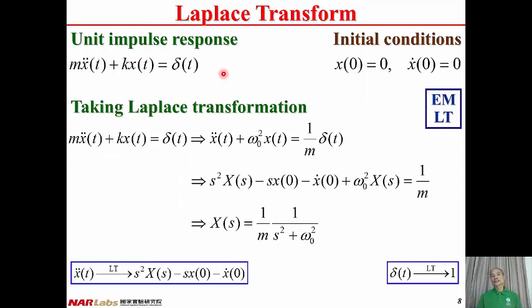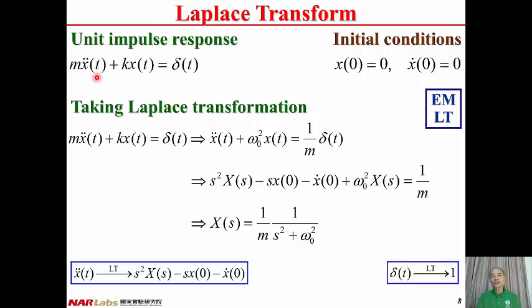And then we are going to study the unit impulse response. That means that the forcing function is assigned to be delta t, so that we can have the second order differential equation m x double dot plus k x equal to delta t. And the initial conditions are x(0) equal to 0, x dot of 0 equal to 0.